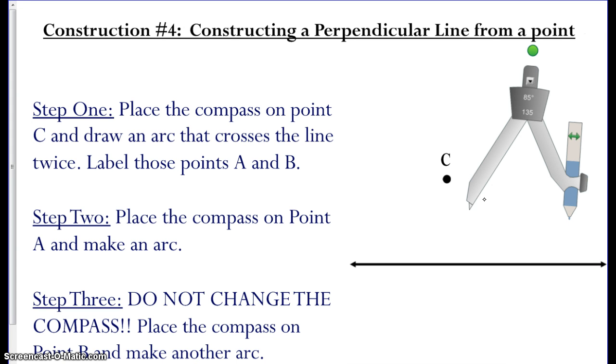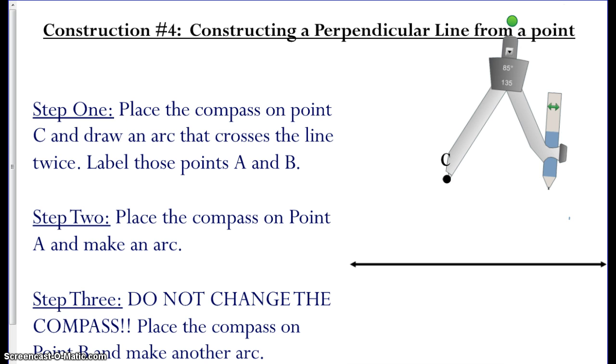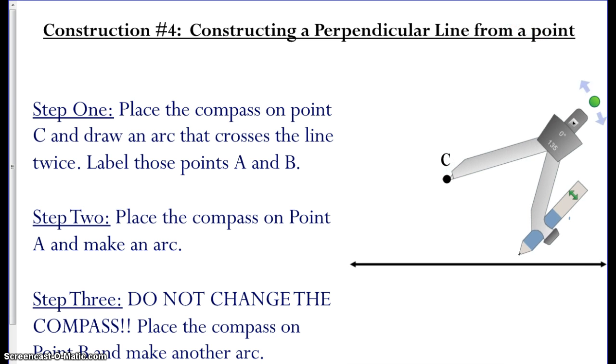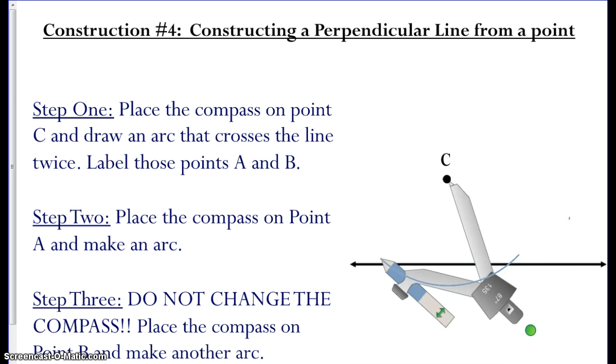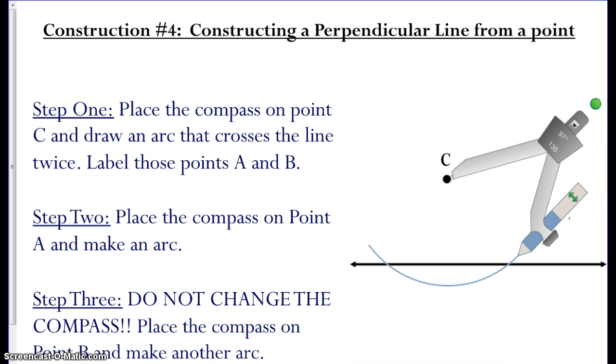Alright, so the first thing that we're going to do is put our point on point C, or whatever point it is that we're trying to draw a perpendicular from. You can open your compass to any length at this point, and what I'm going to do is draw an arc through my line. Remember, an arc's just a part of the circle. And I'm going to label the points A and B. So this point right here, let's label it A, and then let's label this point B. Those are the two intersection points of our arc and the line that we were given.